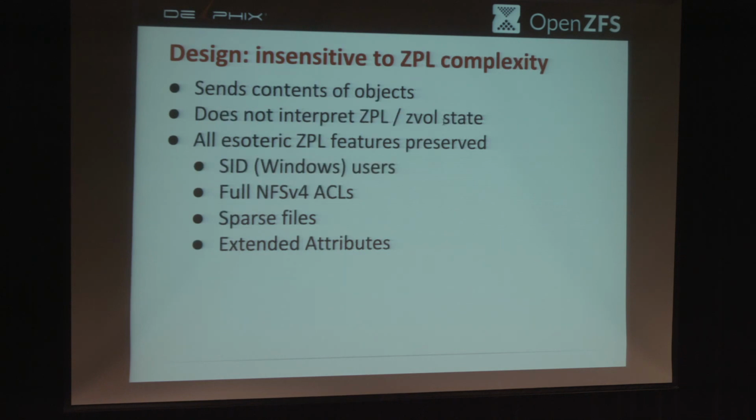Finally, the insensitivity to the complexity at higher layers. At the DMU or data management unit layer, which is where ZFS Send operates, there are no files or directories or metadata objects. Everything is just an object. And so we don't try to interpret what they mean or what they contain. We just send their contents. And then we let the ZPL or POSIX layer on the far side interpret all that complexity and interpret all those features, which means that all the esoteric features that have been added or might be added in the future just work with ZFS Send. Windows users, NFS4 ACLs, sparse files stay sparse when you send them. All of that just works.